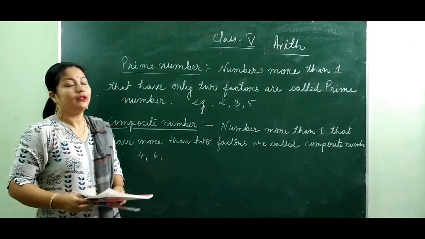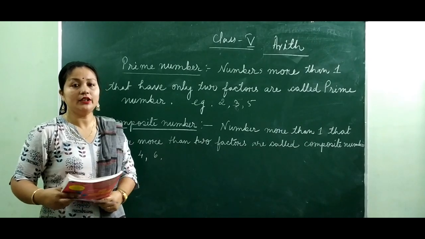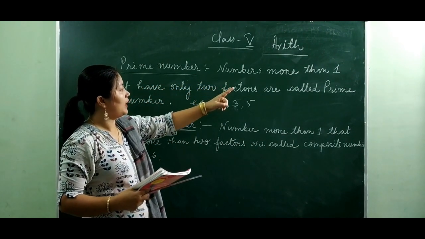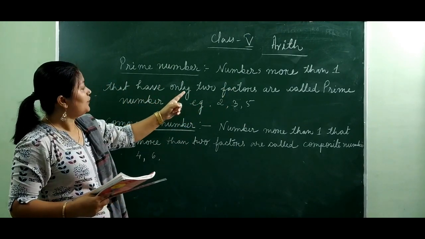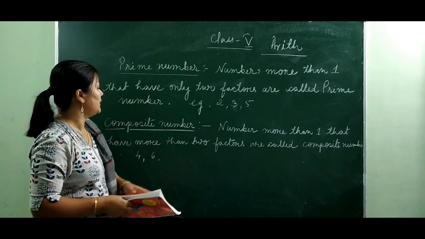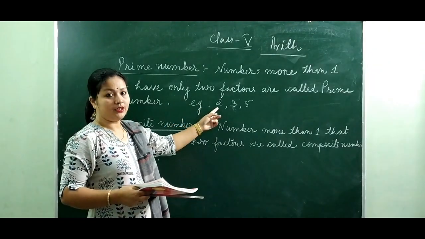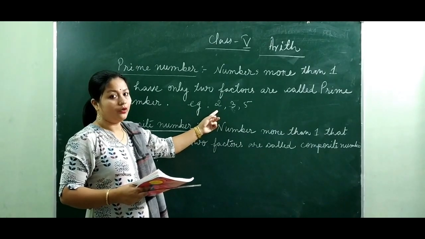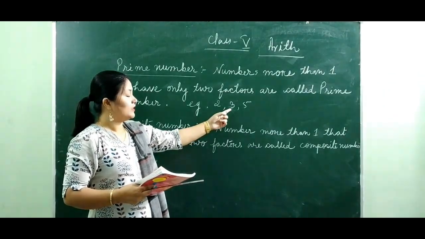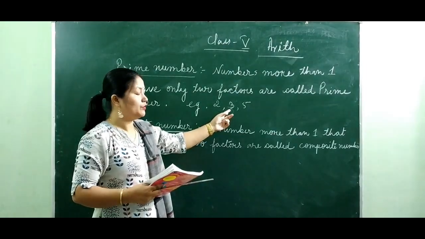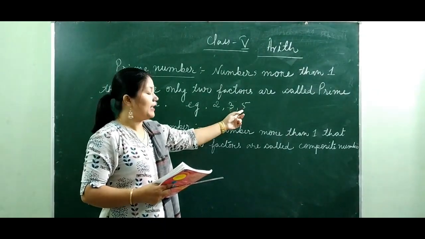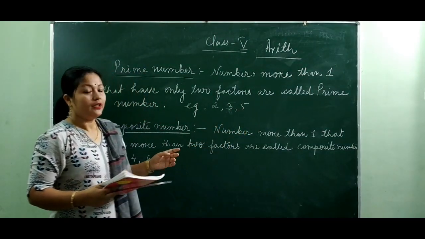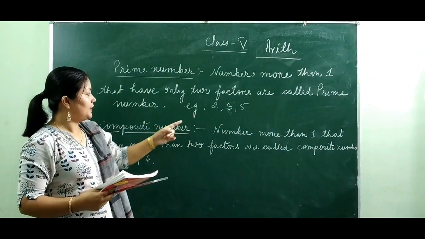Prime numbers are those numbers which have only two factors. As I have written in the definition, a number more than one that has only two factors is called a prime number. So 2: we can find two factors of 2. See, 2 is 1 times 2 only. We don't have any more numbers. Then 3 is also the same: 3 is 1 times 3, so we don't have any more factors. 5 is also the same, 1 times 5. There are some more prime numbers, but I gave you only 3 examples.